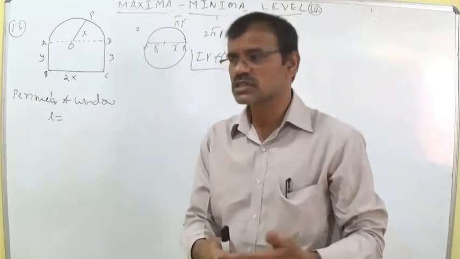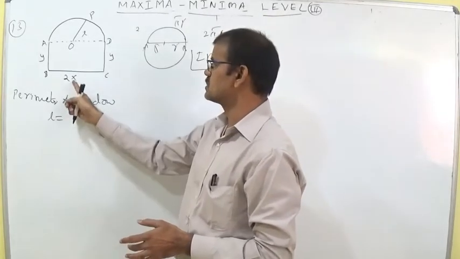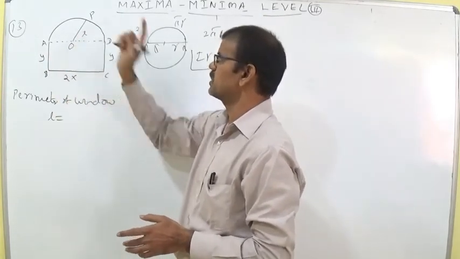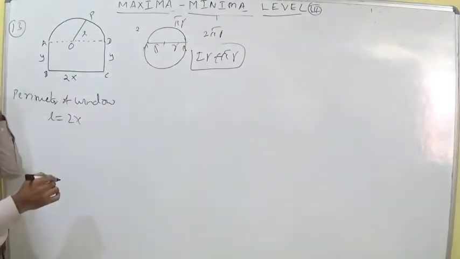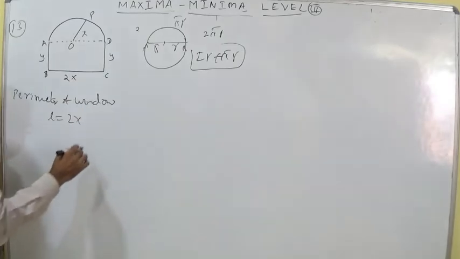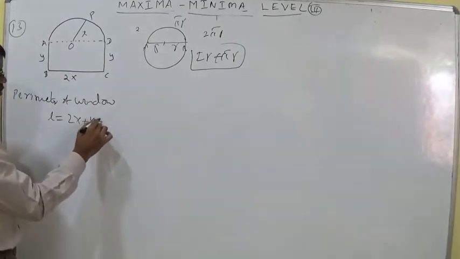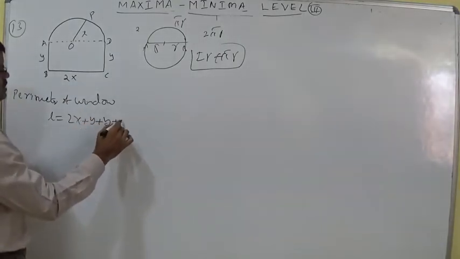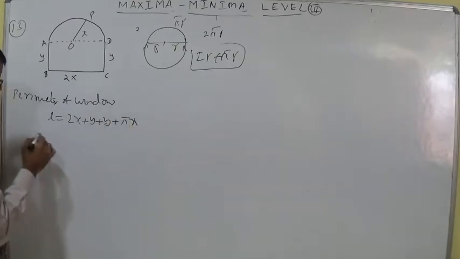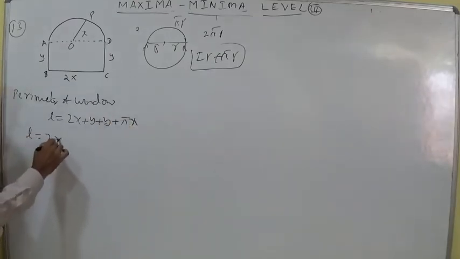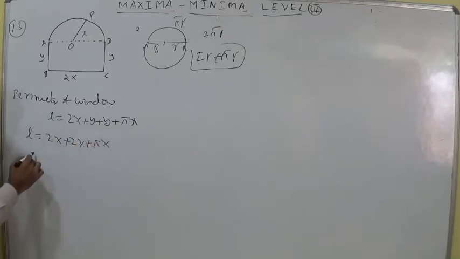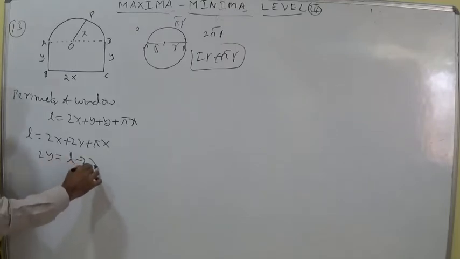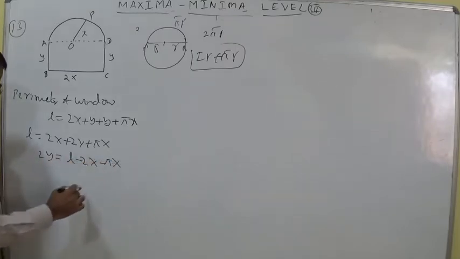So now I am going to discuss with you: perimeter of window is this plus this plus this plus pi x. L is equal to perimeter of rectangle and perimeter of semicircle without this radius. L is equal to 2x plus 2y plus pi x simply. That implies L is equal to 2x plus 2y plus pi x. So I am writing now 2y is equal to L minus 2x minus pi x.